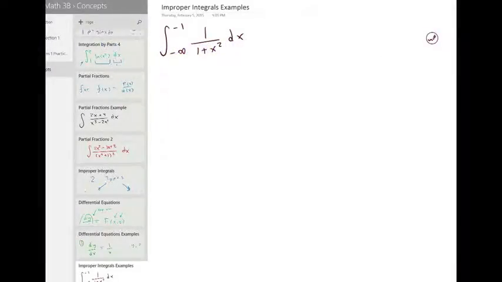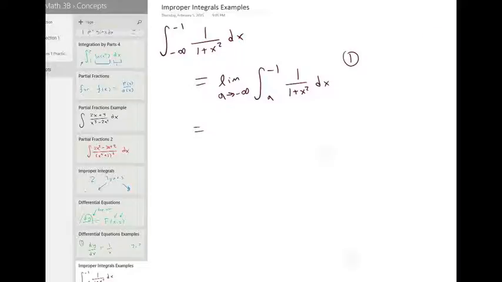This is the example video for improper integrals. Our first example is the integral from -1 to -infinity of 1 over 1 plus x squared dx. The reason this is an improper integral is our lower limit is -infinity. So the way we do this is we first rewrite this as a limit as a approaches -infinity of the integral from -1 to a of 1 over 1 plus x squared dx. So that's step 1.